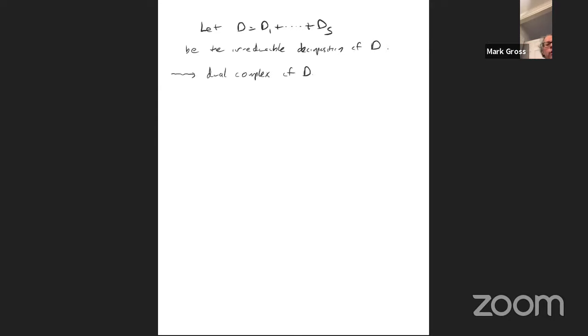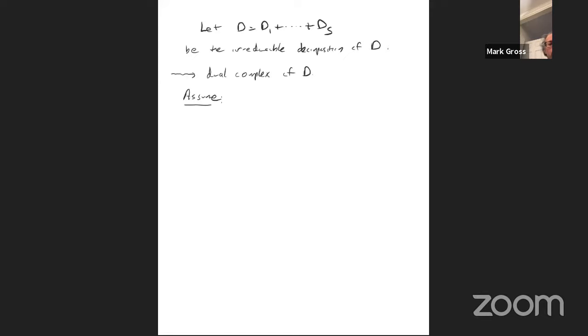Okay, so let's now write D as a sum of its irreducible components. So we have a bunch of components, the irreducible decomposition of D. And from here, we will build the dual complex of D. So this is going to be a combinatorial object which encodes how the various irreducible components of D intersect or interact.